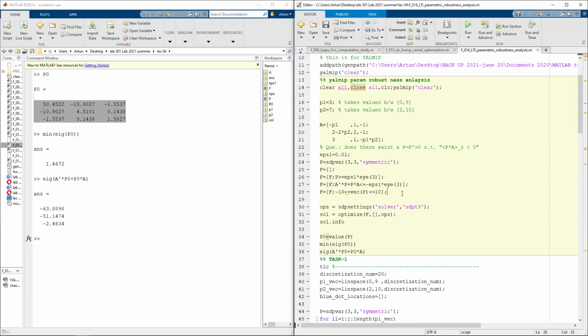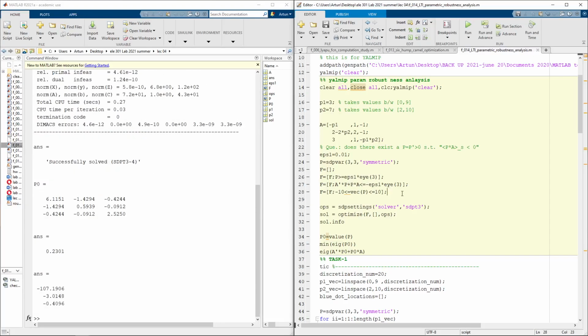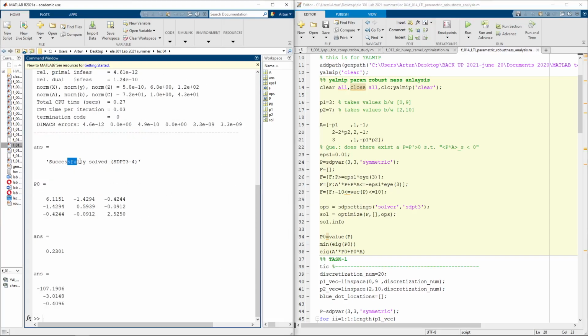But we may not get a solution, by the way. I just want to try if it is possible for me to get a p matrix such that these constraints are satisfied. Okay, let's run it. It gives me another p value such that the entries are in that range.